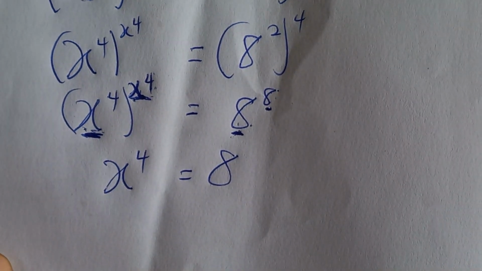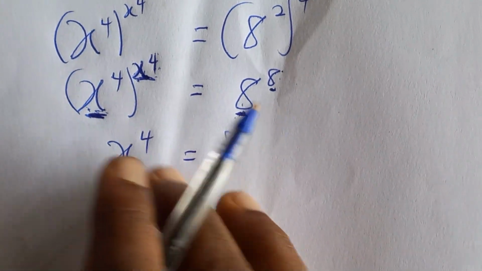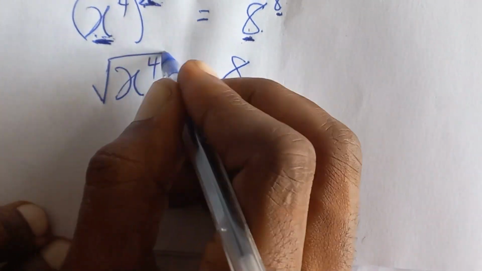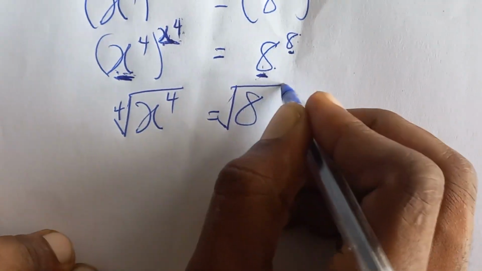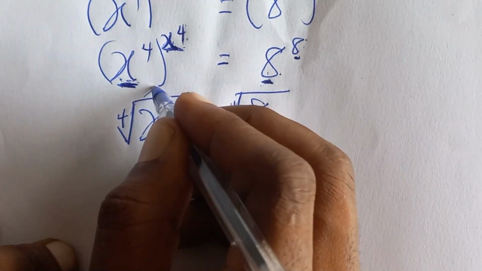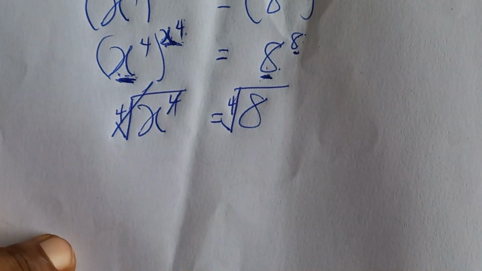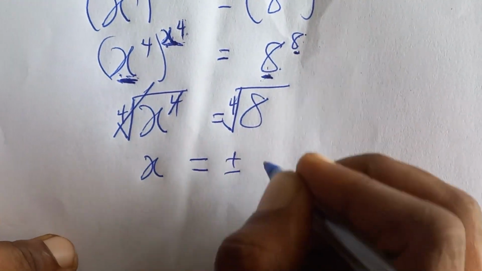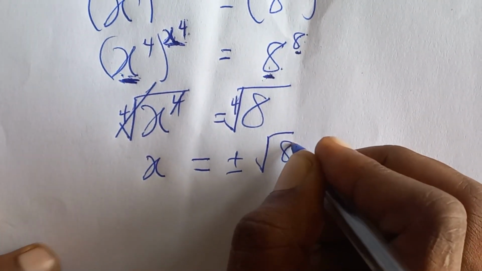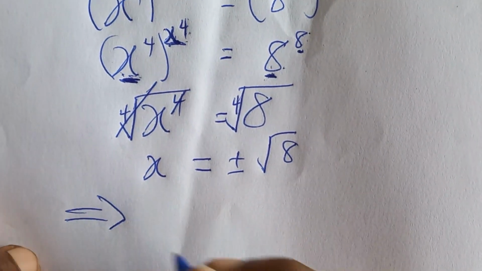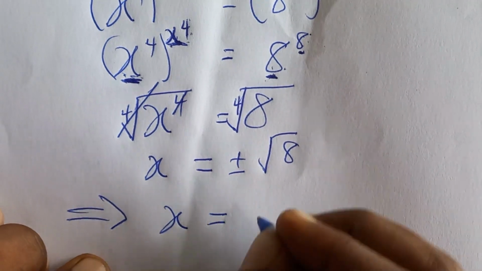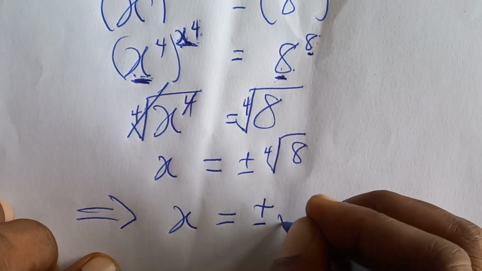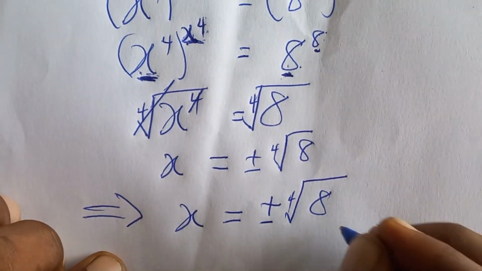Okay, now we can take the quadratic root of both sides. So taking the quadratic root, we're going to get, you know that the quadratic root will cancel out the 4 exponents, leaving x is equal to plus or minus root of 8. So we say that therefore our final answer, x is equal to plus or minus quadratic root of 8. Okay, so this is our final answer.